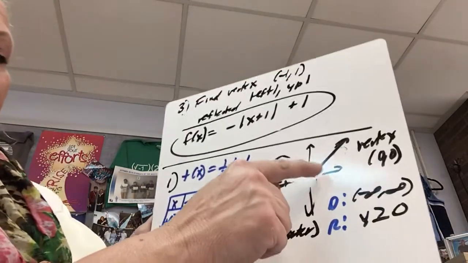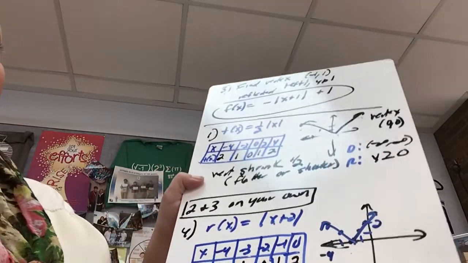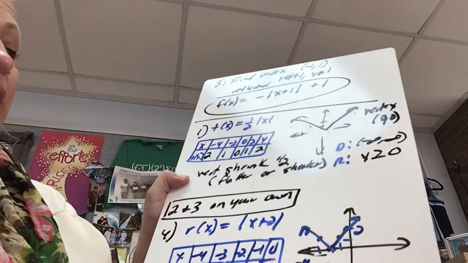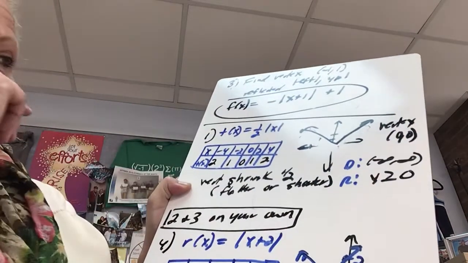Okay, so now if you go to graph this, you can see that this is flatter. So if you need to stop it to graph it, go ahead and graph it.